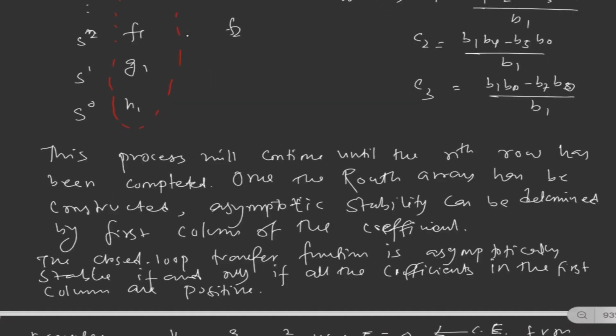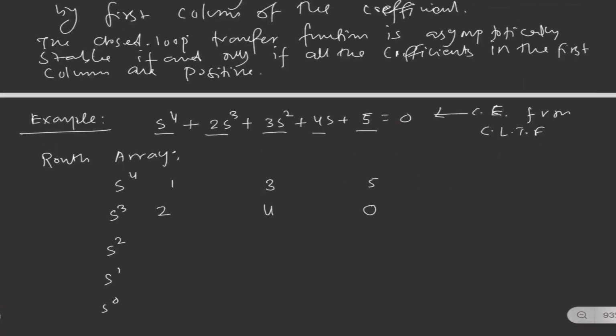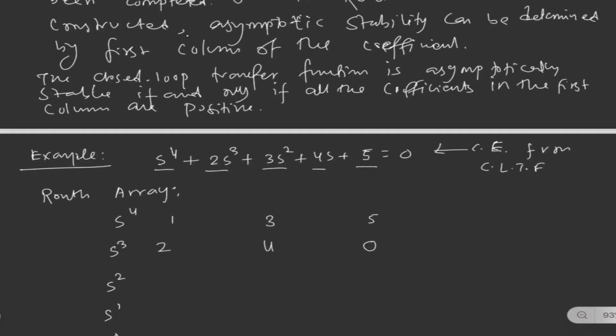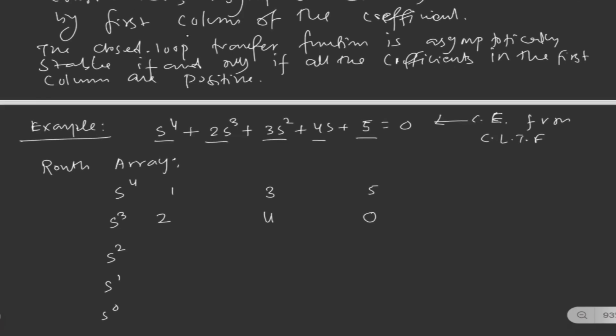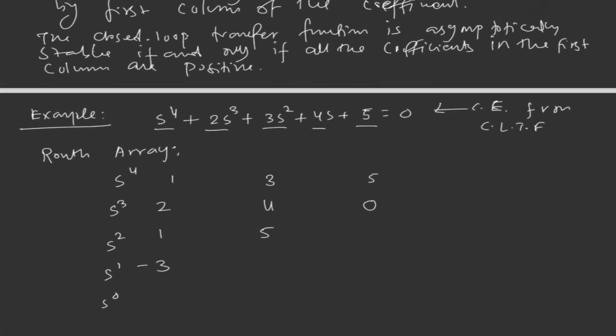Now we'll use the concept we have done here. For the first, B1, B2, we'll multiply 2 into 3 minus 1 into 4 divided by 2. So it comes out to be 1, 5, and you can form this array, minus 3. Same approach you can follow.